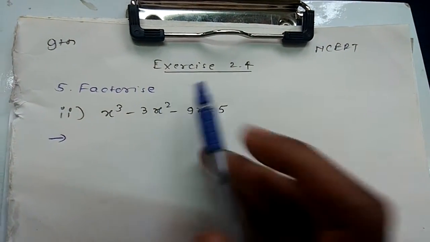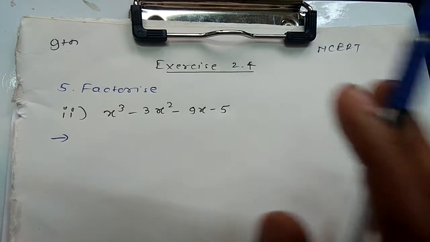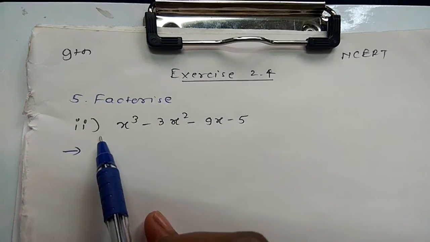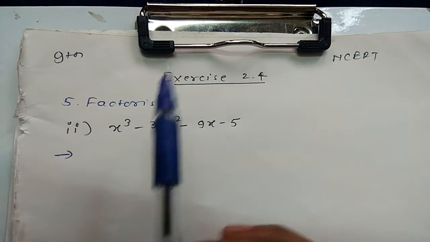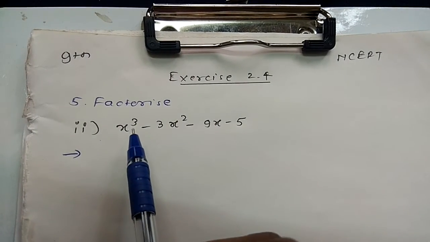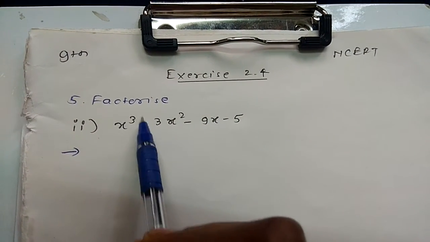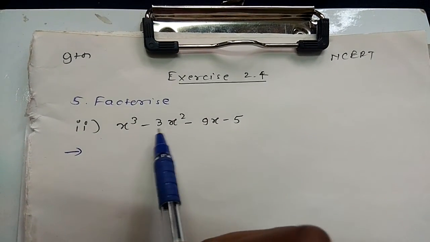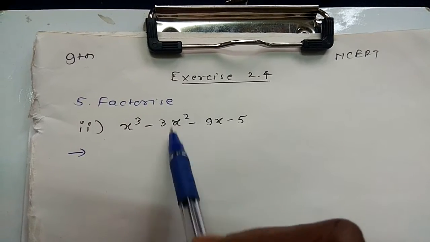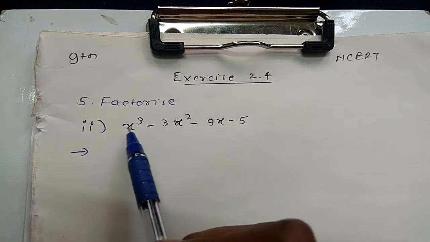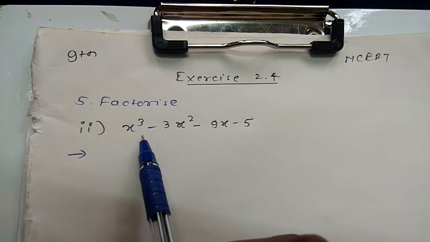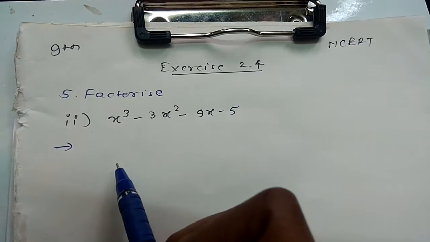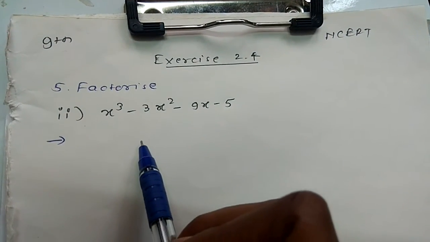Here I am going to explain exercise 2.4 from 9th standard NCERT, question number 5, factorize. In that second question, already in my previous video, I have explained both the methods of factorizing this cubic polynomial. As we know, we can factorize a quadratic polynomial very easily. Already you learned in 8th standard. In 9th standard you have to learn how to factorize a cubic polynomial using factor theorem completely, and using factor theorem and division method.